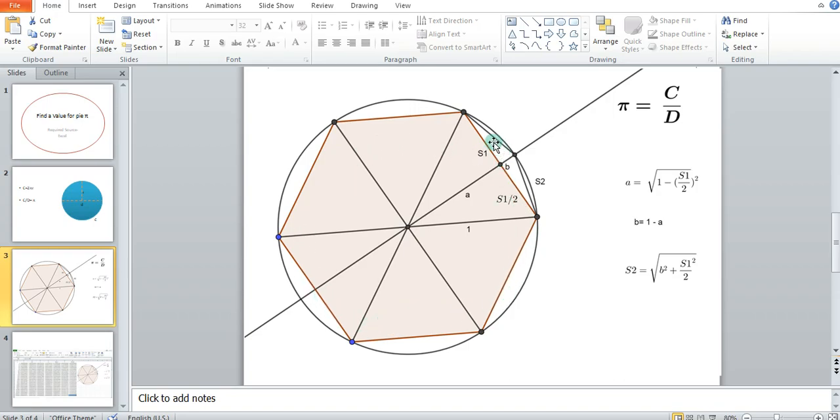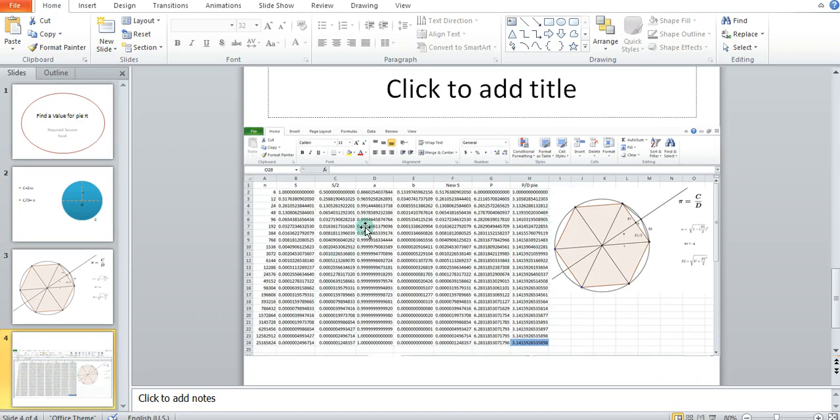That means we are going to assume that the perimeter of a regular polygon with a very high number of sides is approximately equal to the circle's circumference. So that is another idea. For this calculation, we are going to use Excel. So let's see how to find the value for pi.